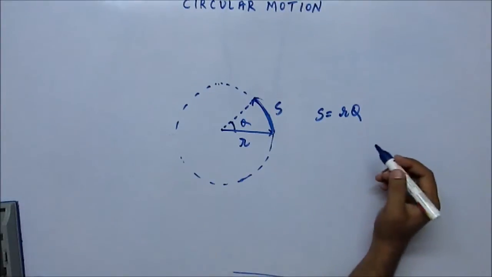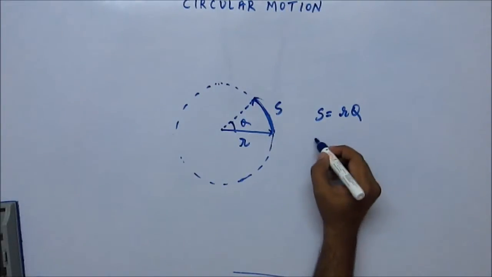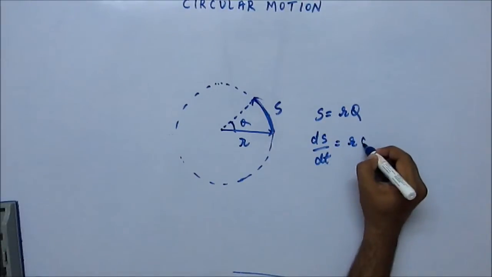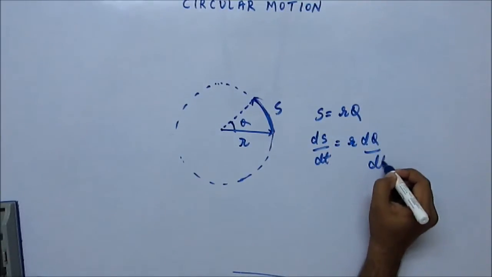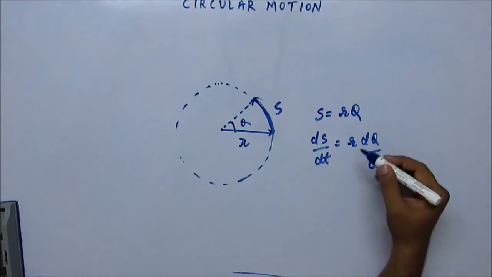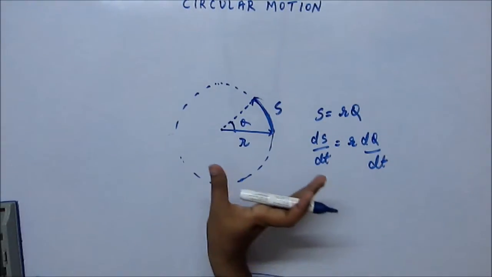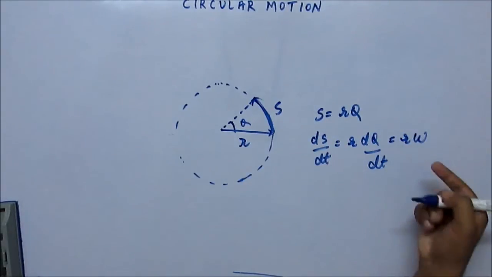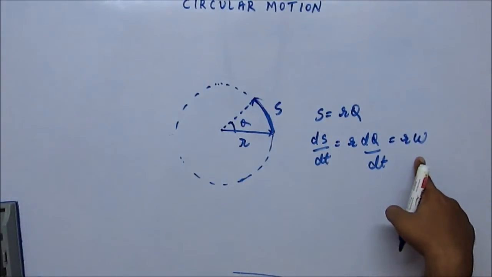Okay, now I'm going to differentiate these two sides. So I'm going to get ds by dt is equal to r into d theta by dt. And d theta by dt we already know is the angular velocity, the rate with which the angular position is changing. So this is r into omega. Omega will be representing angular velocity.